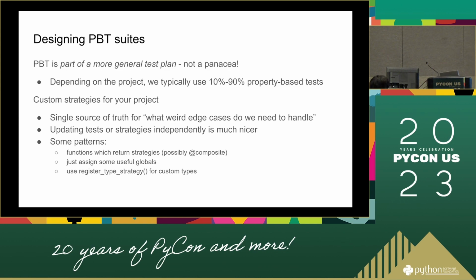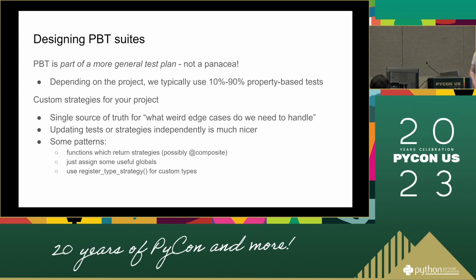One neat tip is to design custom strategies for your particular project. They're great as a single source of truth for what weird edge cases this data structure needs to handle, what our user model actually allows, and what could be in this file format. And updating your tests and your strategies independently means that you have additive work rather than multiplicative work. If you have those shared helper functions somewhere rather than writing them out each time, when you expand one or refactor it, it gets picked up by your whole test suite immediately. That can be a really nice way to test a refactoring, for example, if you generalized something.